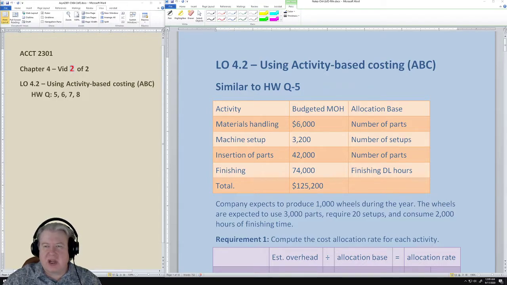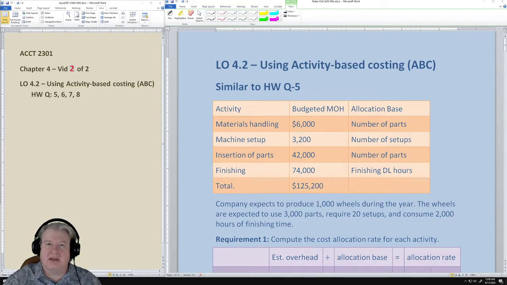And just as a quick recap, remember in chapter 3 and chapter 4, we're doing the same sort of thing. We're looking at manufacturing overhead and what's the best way to estimate it. In chapter 3, we decided the best way to estimate it was using one cost driver, just one thing to measure the manufacturing overhead. In chapter 4, we're doing the exact same thing.